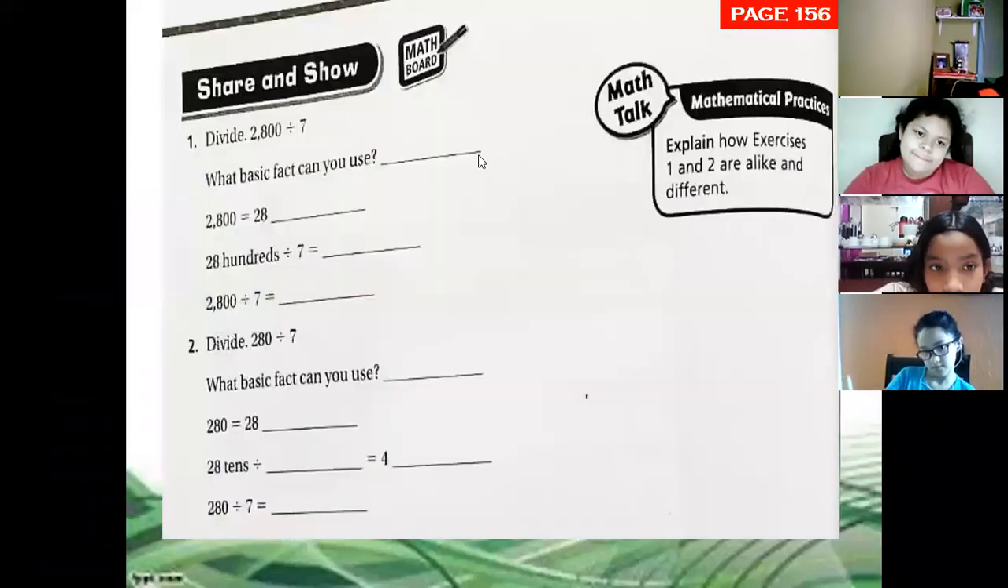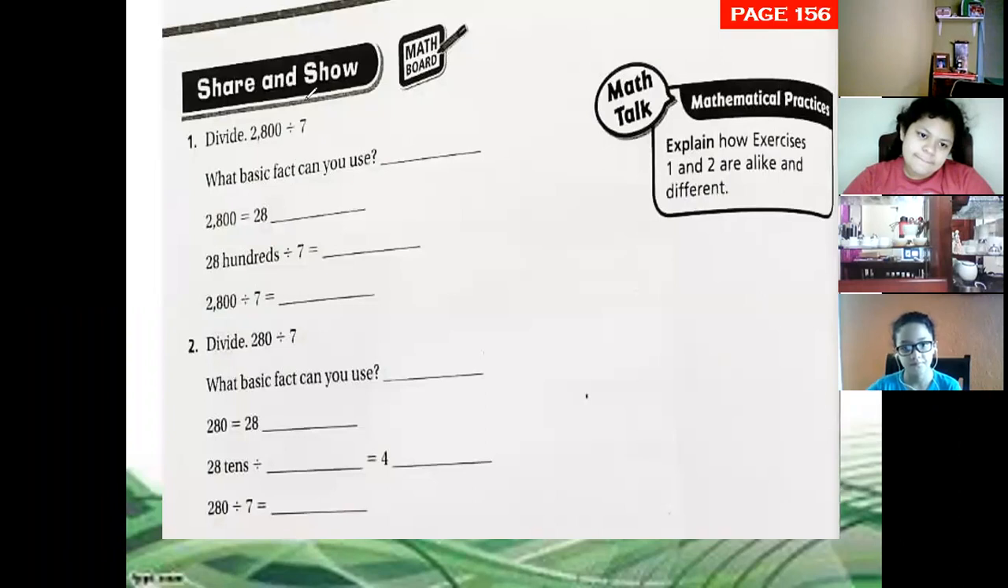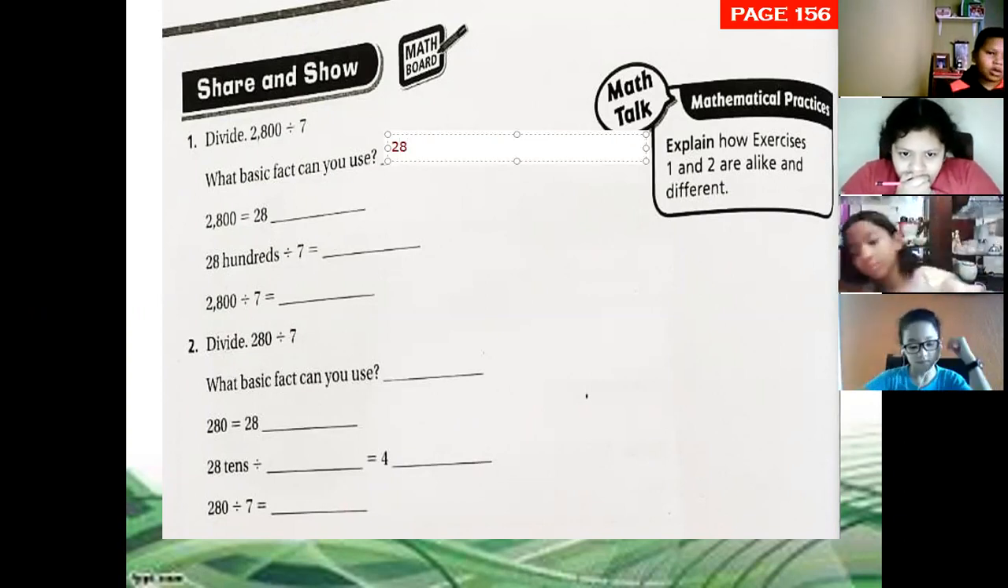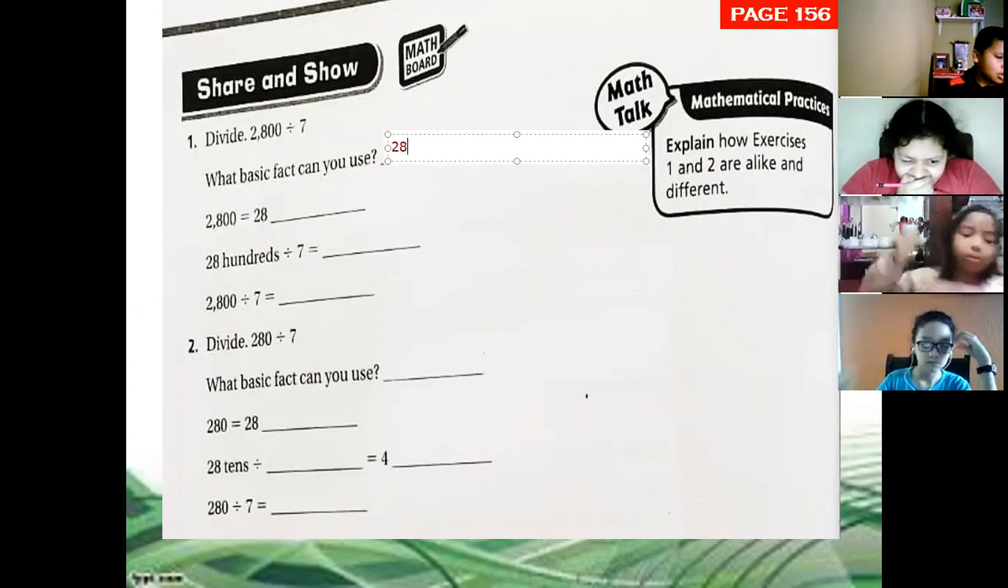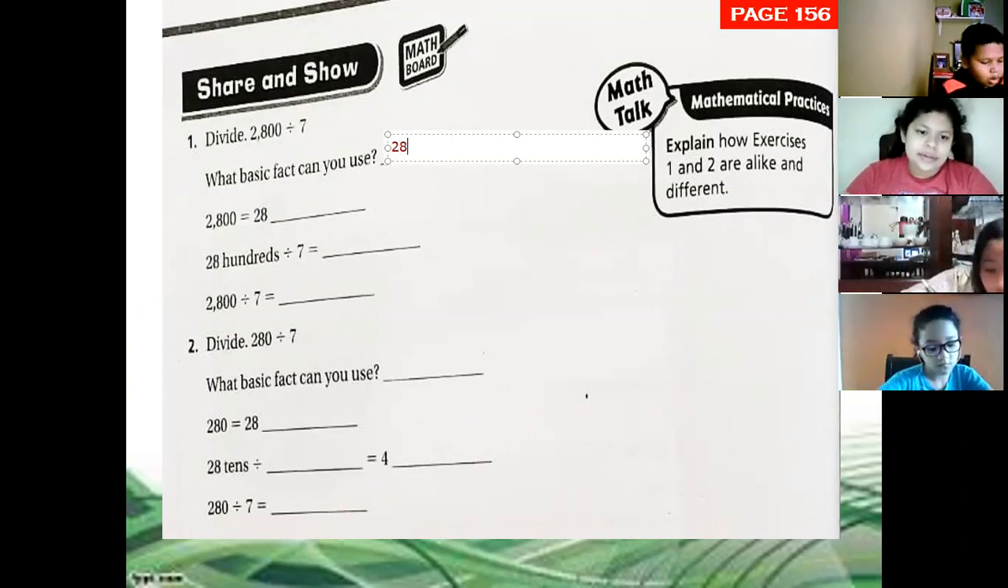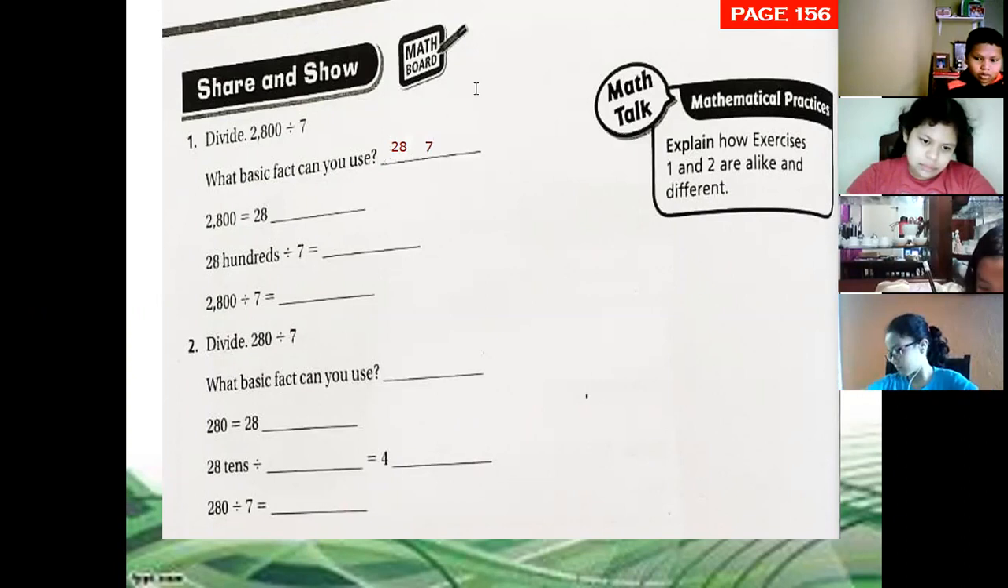Next page. So let's do this one. Divide 2,800 by 7. Basic fact. What basic fact can we use? We can use 28, because remember that a basic fact is to try to reduce the dividend, so it would be easier for us to do the division. Here it is, divided by 7.